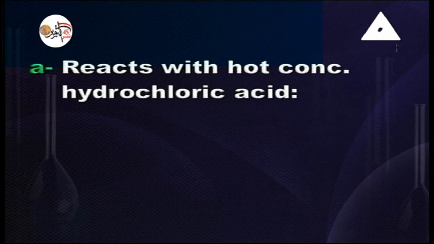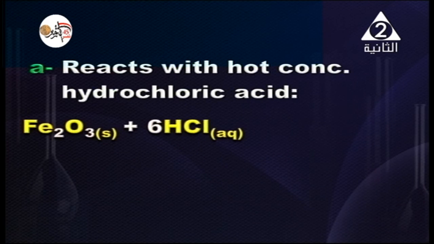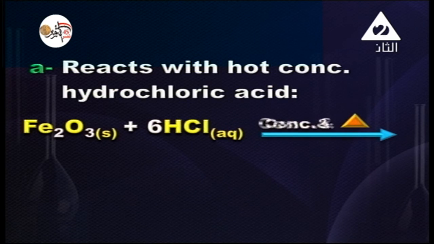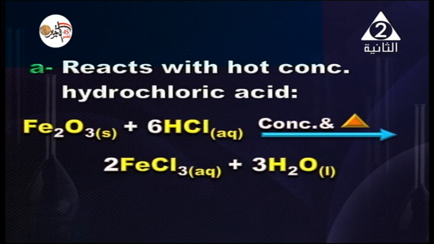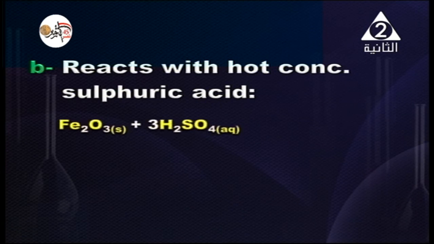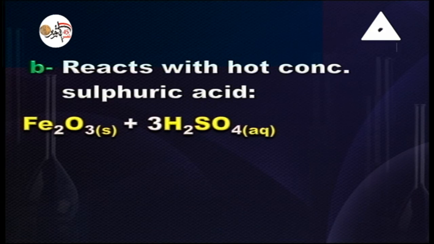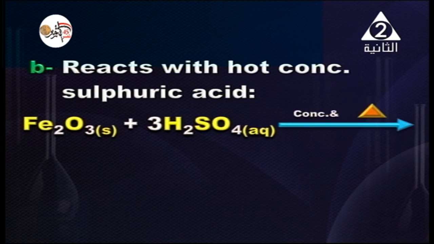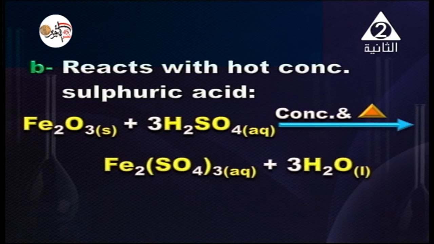As in the reaction here on the screen, the reaction of iron 3 oxide with hot concentrated hydrochloric acid gives iron 3 chloride, and water is produced. It also reacts with hot concentrated sulfuric acid. Here iron 3 oxide reacts with sulfuric acid by heating and concentrated, giving iron 3 sulfate, and water is produced.